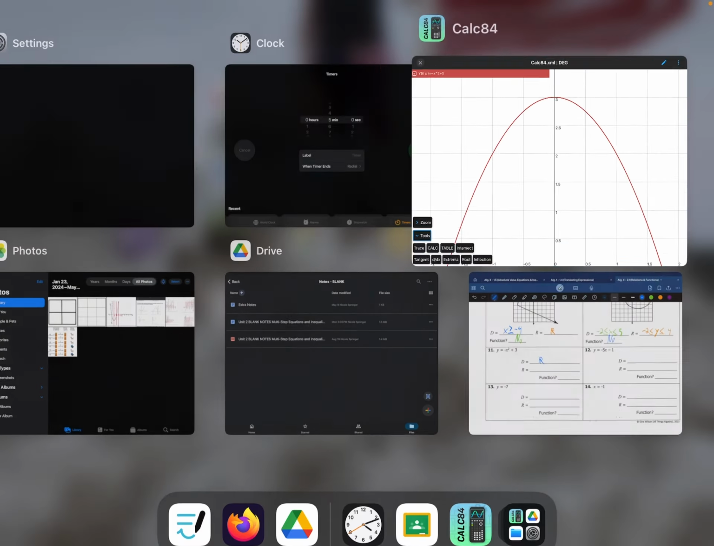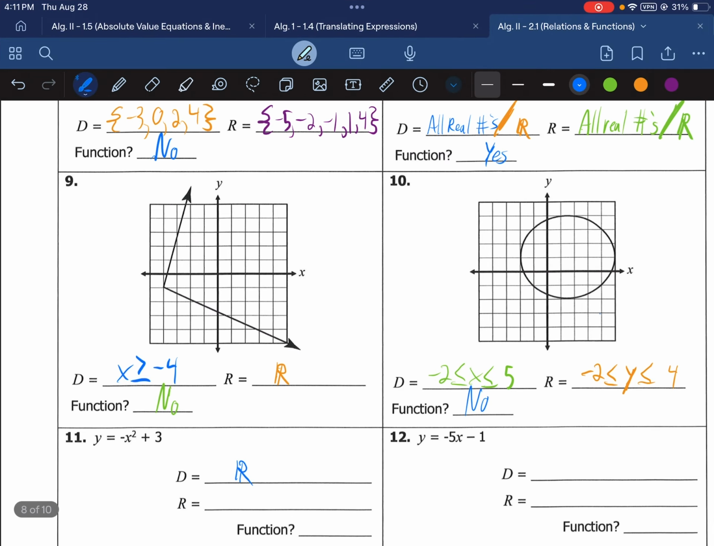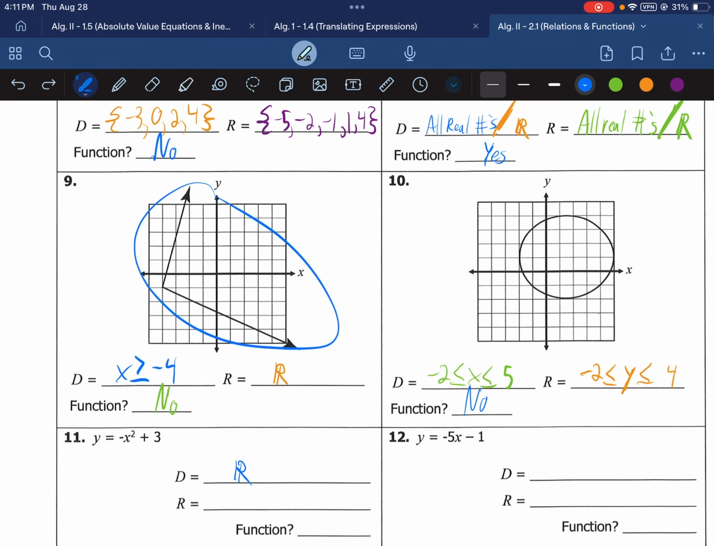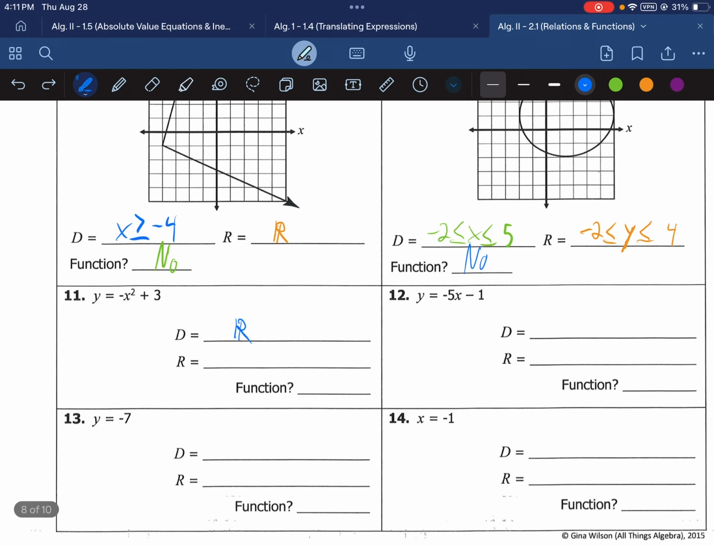Similar to what we did on number 9 for the x values. So for range, y is less than or equal to 3 because it hits a y value of 3 and everywhere lower than that. But the maximum y value it got to is 3. And was that one a function? Yes, it was, because no vertical line would have ever hit more than 1 point on the graph.